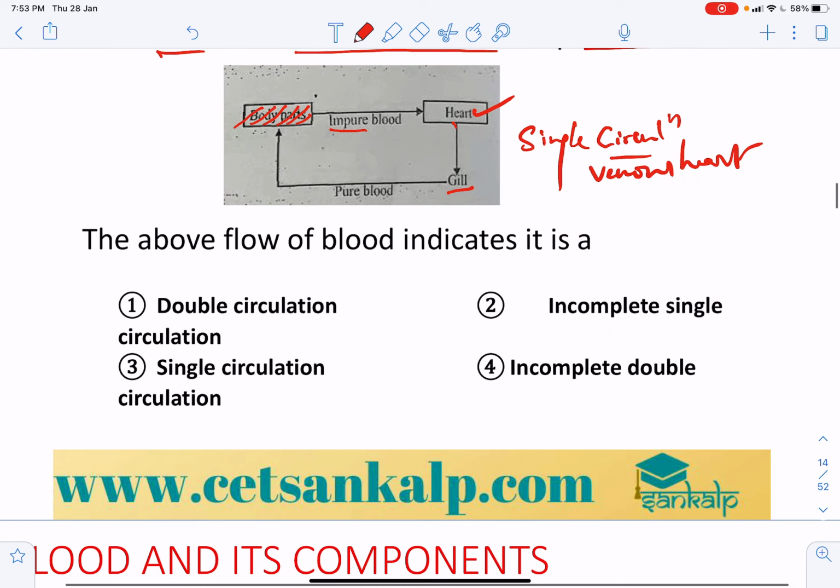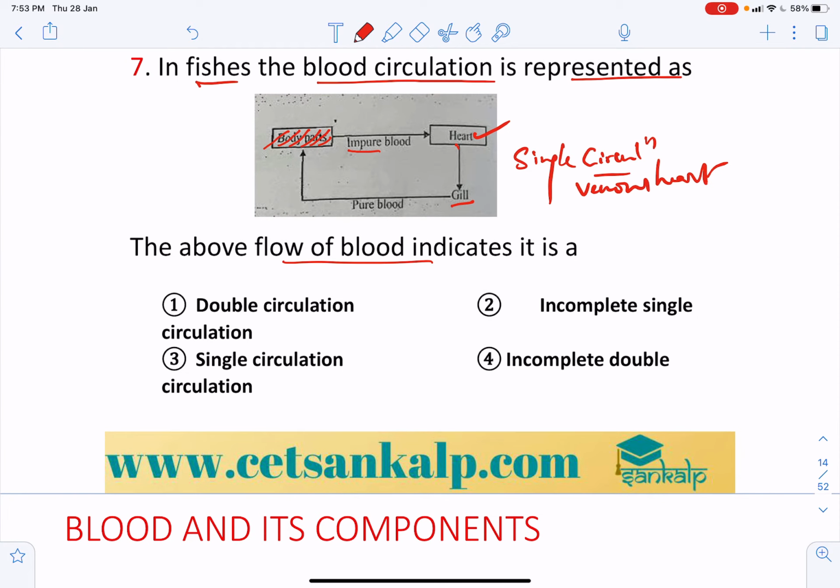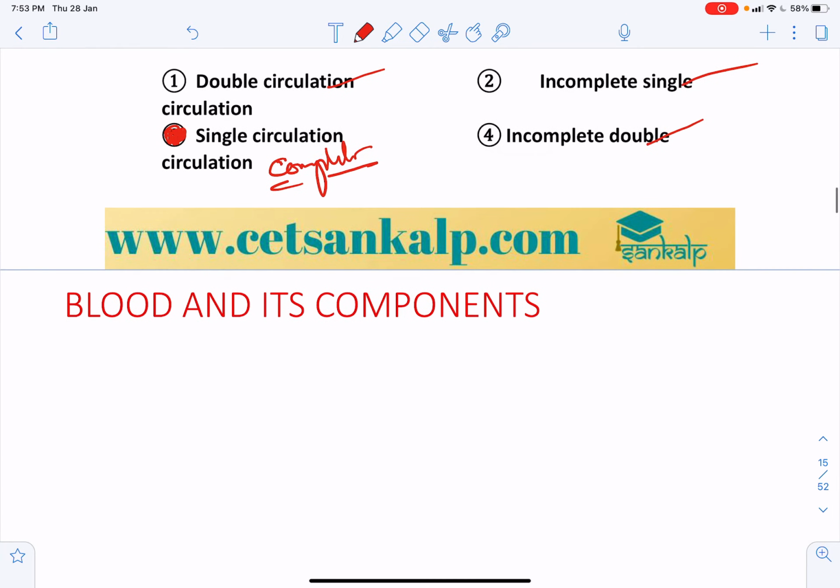So what does the above flow of blood indicate? Here we can say that it is single circulation. It is not double circulation, or incomplete single circulation, or incomplete double circulation. So here you can say single circulation, and that is what you have to keep in mind. It is not like incomplete or complete; it is always complete single circulation.